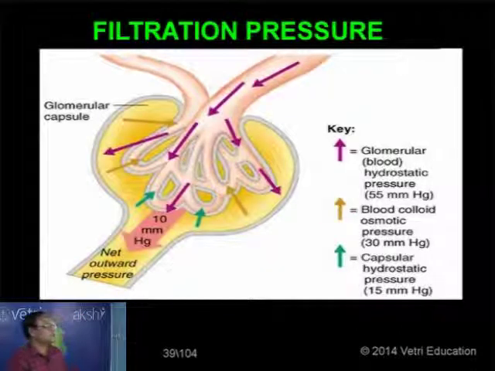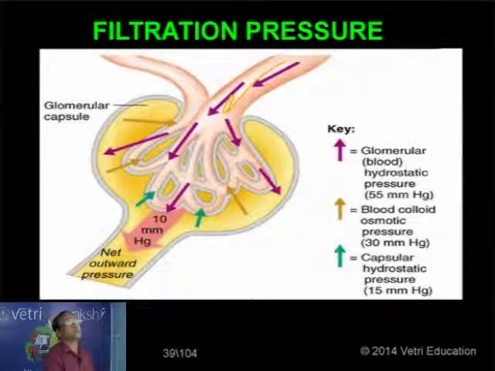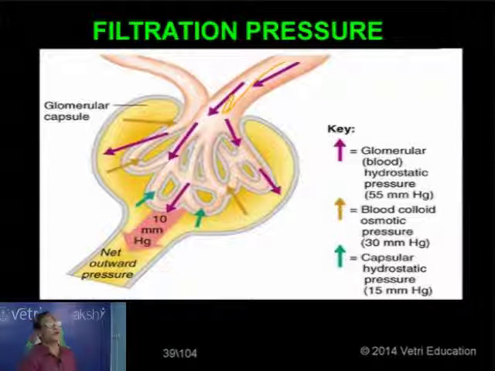Now this is the one, you see that one, and this one indicates what is called the hydrostatic pressure, or the forward pressure, of 55 millimeters of mercury. That is the glomerular hydrostatic pressure, the one which is created by the incoming blood. Now this is the afferent arteriole, this is the efferent arteriole.